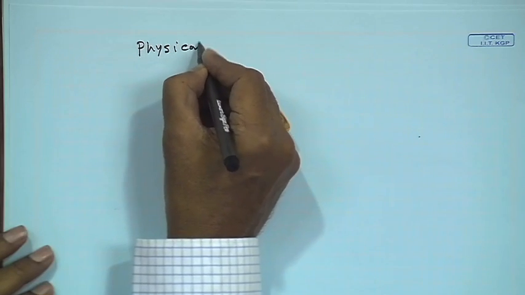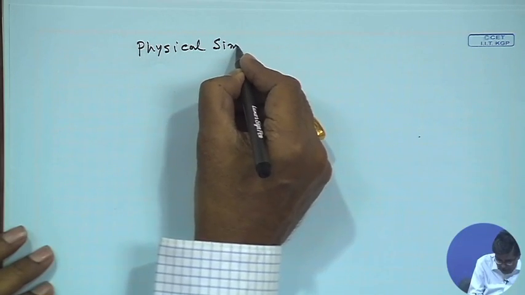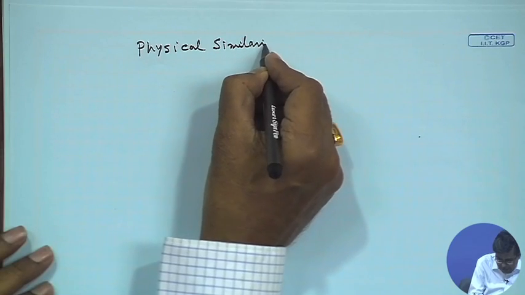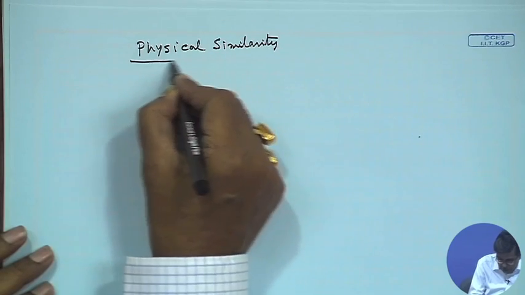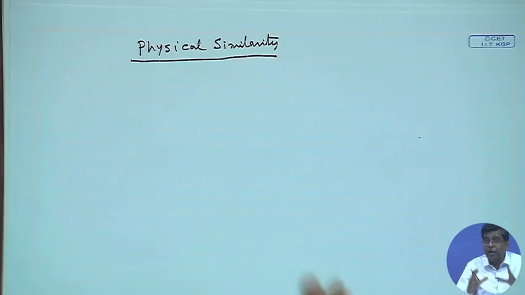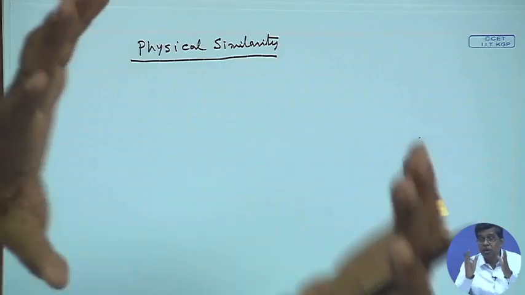Now, the first line of understanding is that physical similarity has to be sought between two problems defined by the same physics. First of all, you have to understand that if we say two problems have 100% or identical physical similarity, the problems have to be defined by the same physics. So, the first requirement is that physical similarity has to be sought between problems governed by the same physics.